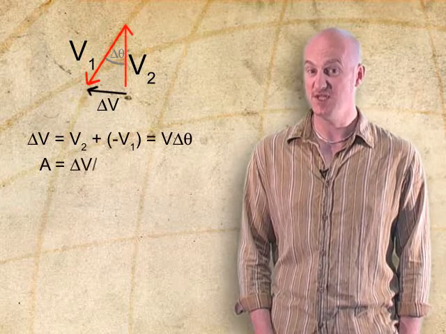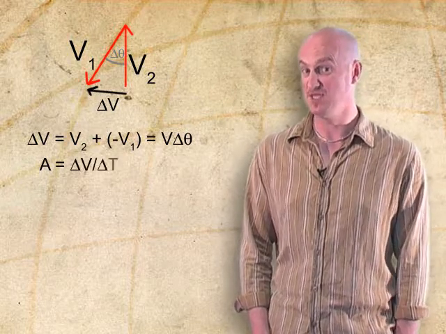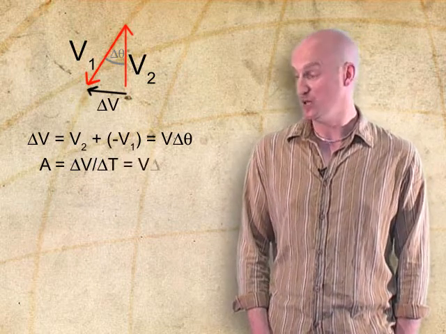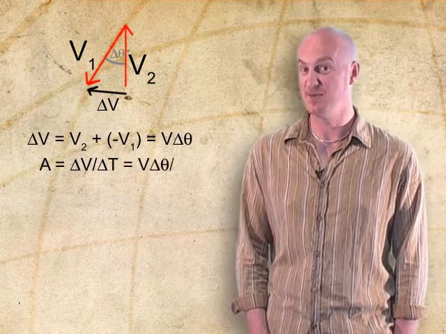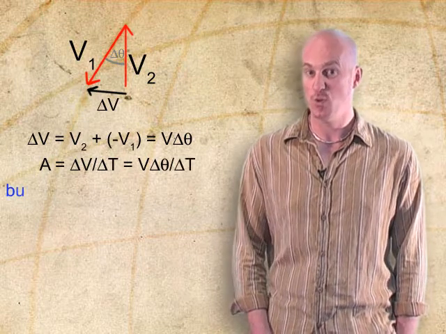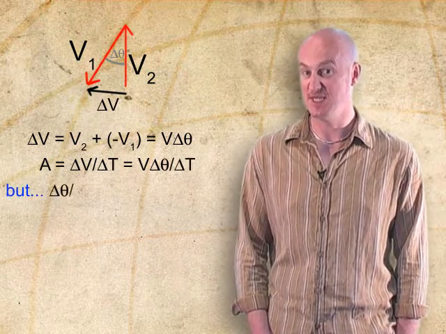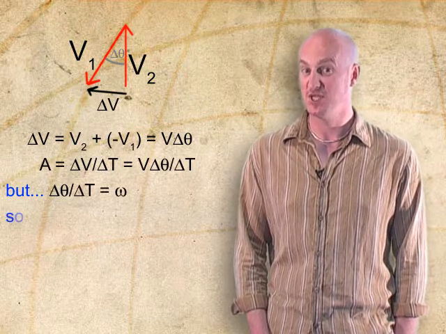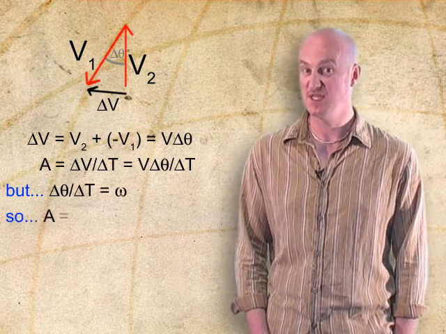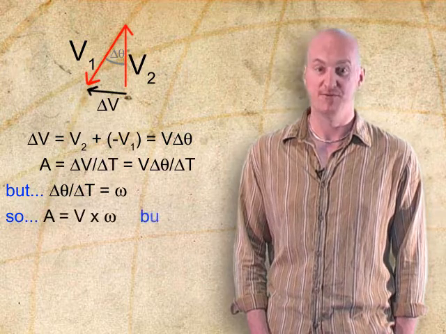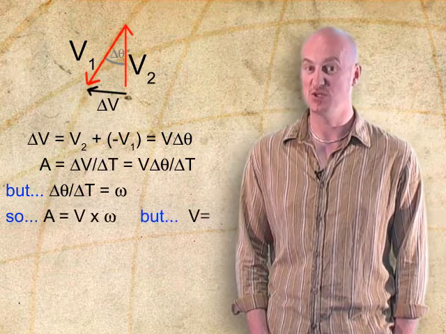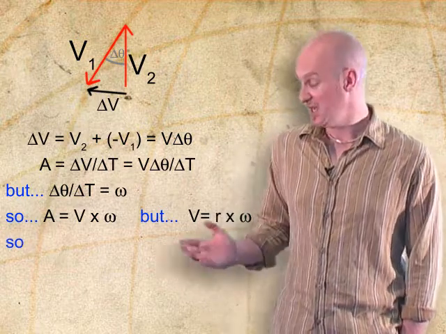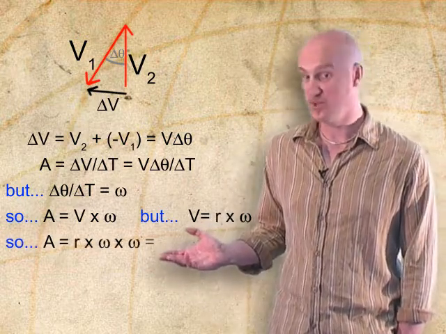We know that delta v equals v times delta theta, so we can say that the acceleration a equals v delta theta divided by delta t. We also know that delta theta divided by delta t is the angular velocity omega. So we can now say that a equals v times omega. But from before, we know that v equals r omega. So putting this into the equation gives us a equals r omega squared.